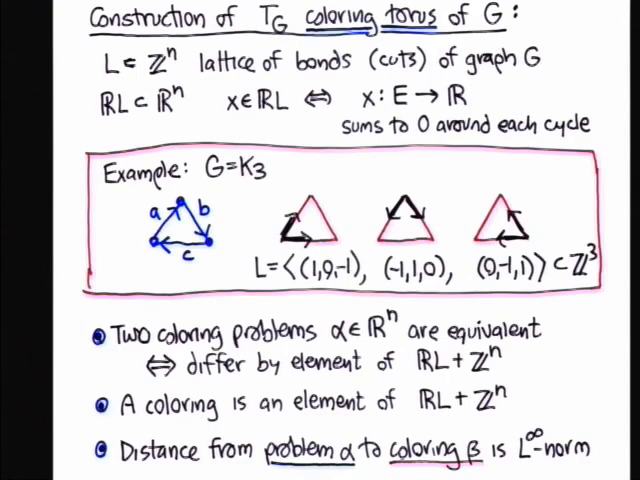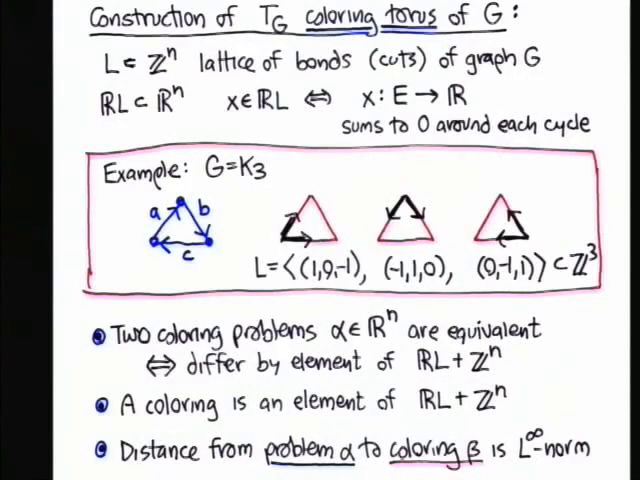So the problem we're interested in is we want to be able to calculate in the L infinity norm, which means take the max of all separations. What is the distance from a problem alpha to a coloring beta, where the L infinity norm is induced from Rn? We take all possible differences in any coordinate in Rn and take the max. But we want to build into this somehow the equivalence that's determined by RL plus Z to the n.